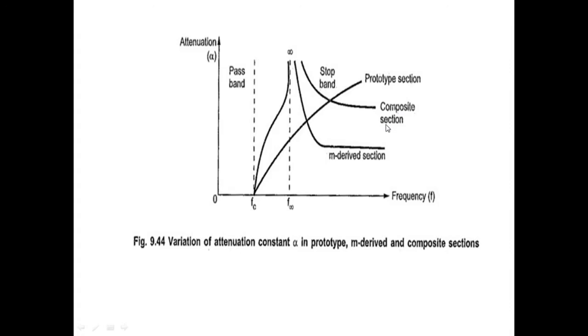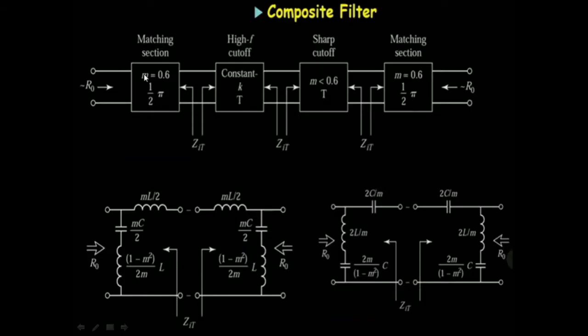in both ends. Okay, I will show you the block diagram of composite filter. Now this is the block diagram of composite filter. I told you the drawbacks of m-derived and constant K filter sections are reduced or solved by connecting two bisected matching sections in both ends, where m equals 0.6 is the value.